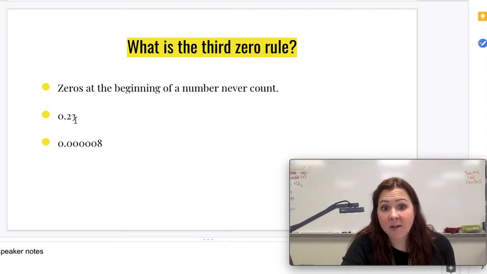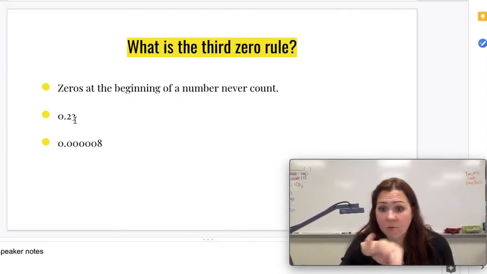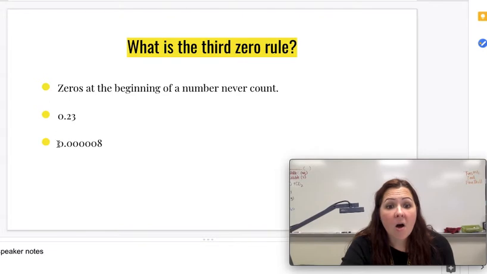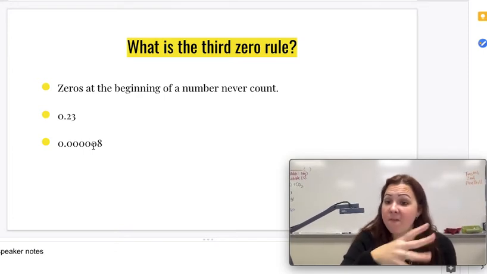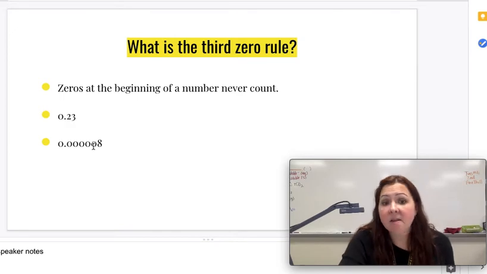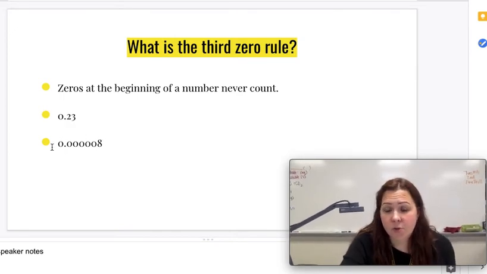So 0.23, you count the 2, you count the 3, that 0 doesn't count. All of these zeros, these are just placeholder zeros to show you how tiny that number is. These never count for SigFigs. They are just holding the place to show you how big it is. Just like the 500, those zeros didn't count because they were just showing how big it is. These zeros do not count because they're just showing how tiny it is.